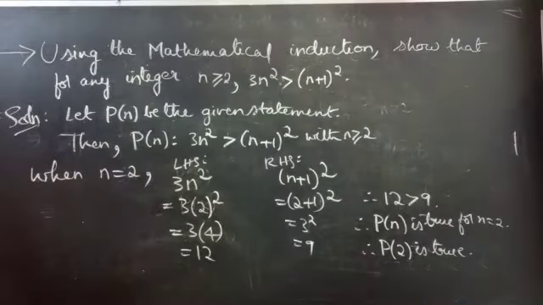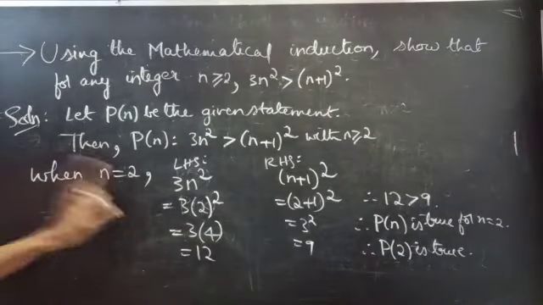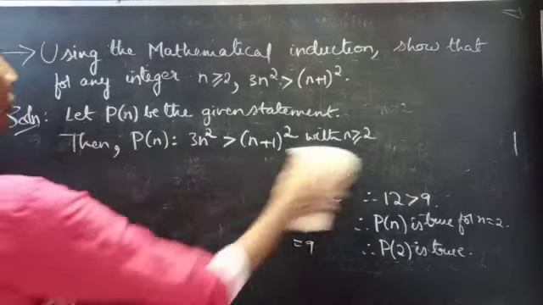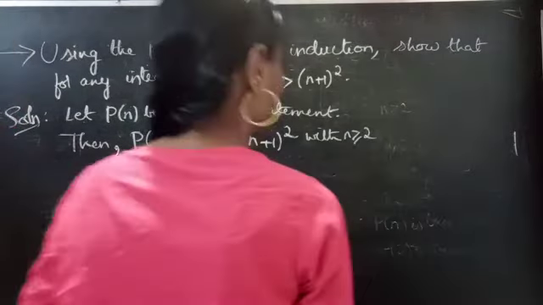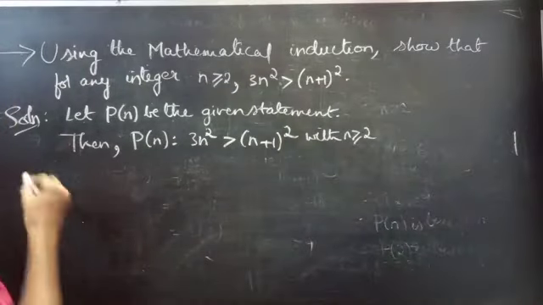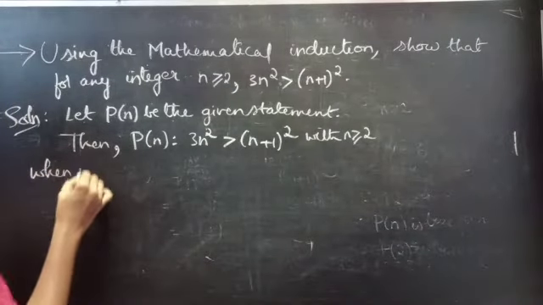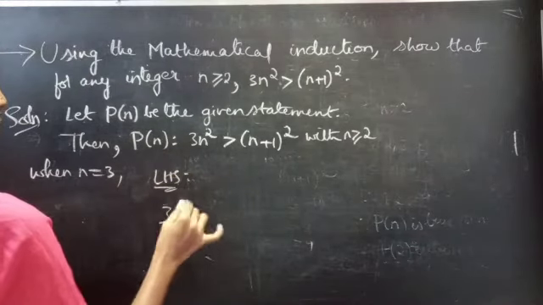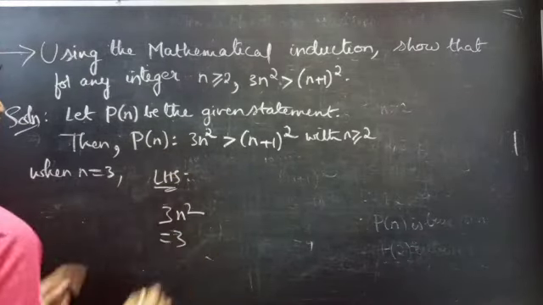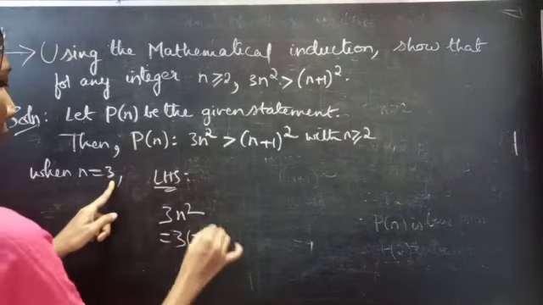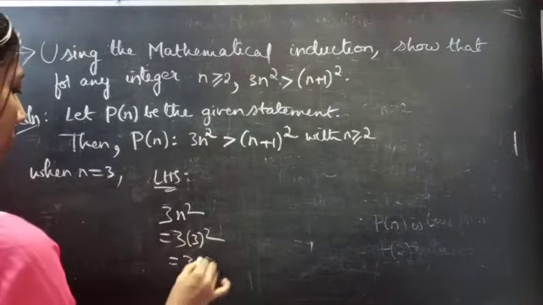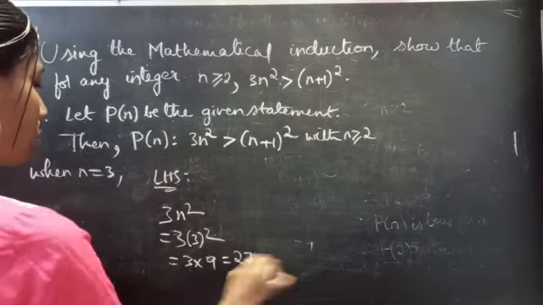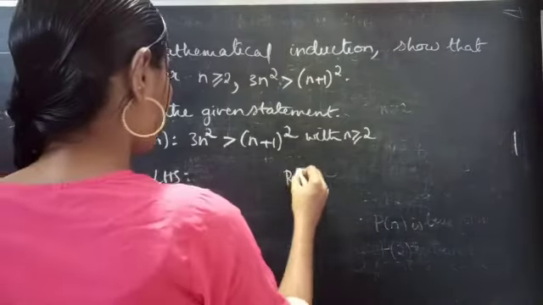Likewise, you can check it for n equals 3. Let's see what happens. We put n equals 3. LHS: 3n square, with n equals 3. So you'll get 3 into 3 square is 9. 3 9s are 27.